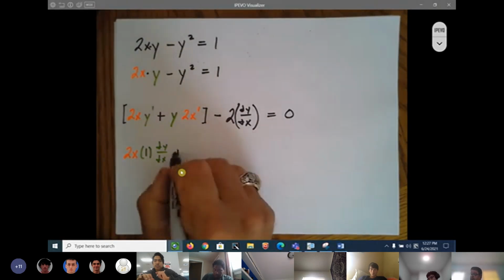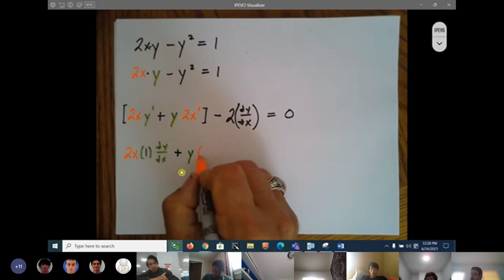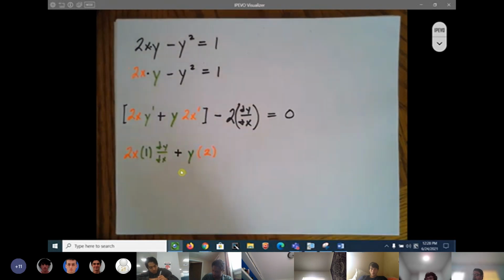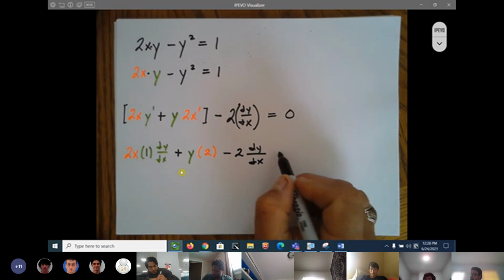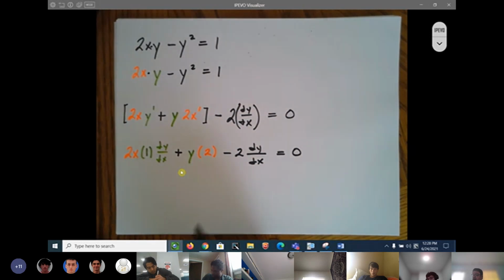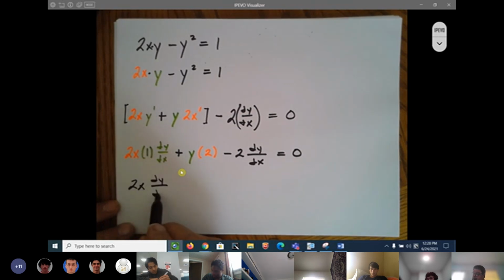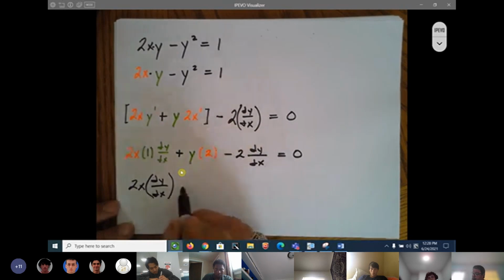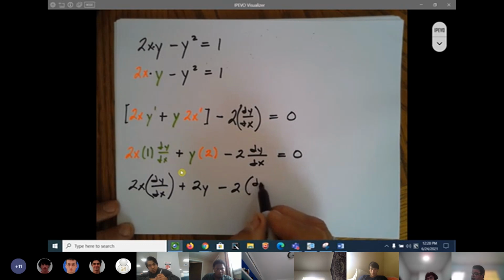Plus y times 2. And you can write everything else out now. Minus 2 dy dx. So everything goes back to black now. That's 2x dy dx plus 2y minus 2 dy dx.